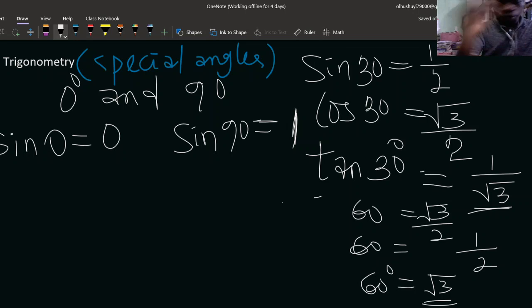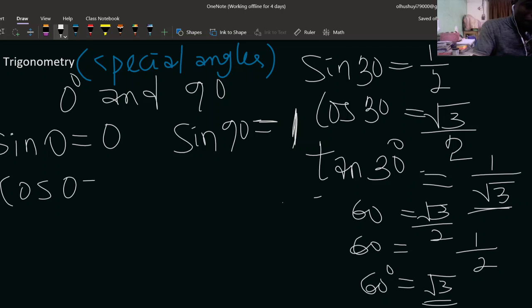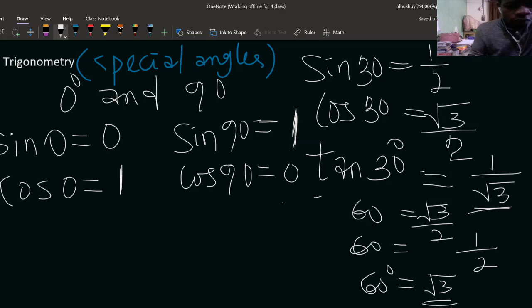So that will be in another video, using our graph to get our special angles, especially for angles between 0 and 90, and even beyond 90, 180, 270, 360, and on and on. So sine 90 is 1. Let's use cos. Cos 0 is 1. Cos 90 is 0.